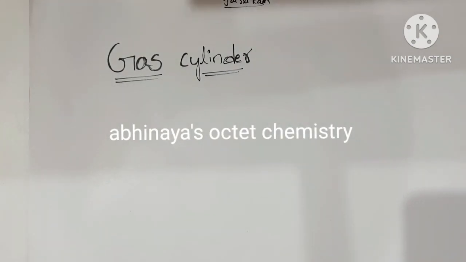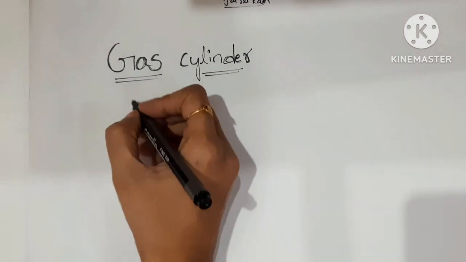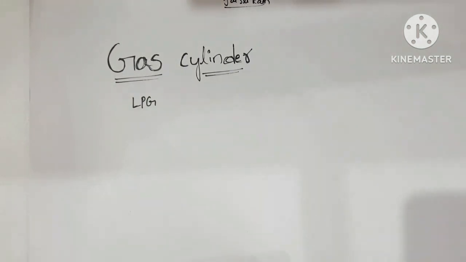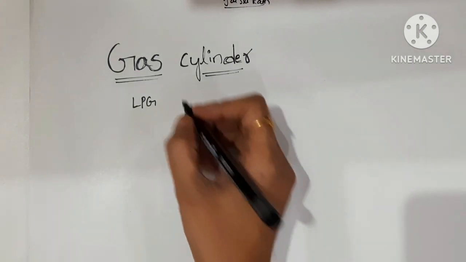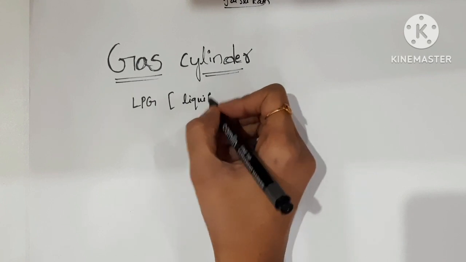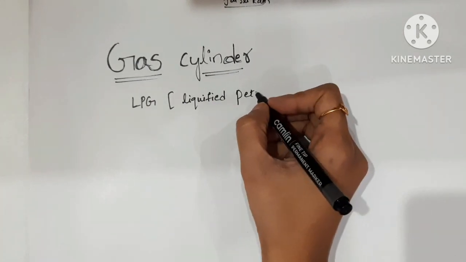Today I am going to explain the chemistry behind gas cylinders. In gas cylinders, LPG is used. LPG means liquefied petroleum gas.